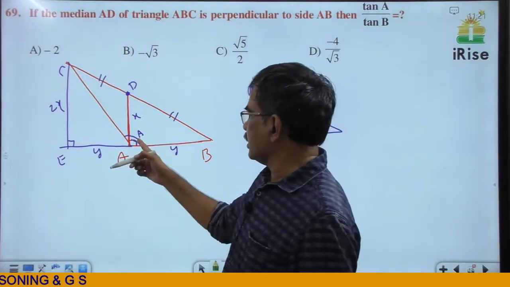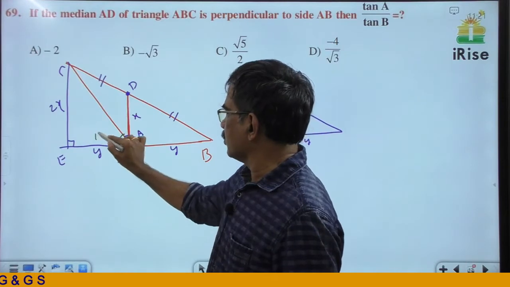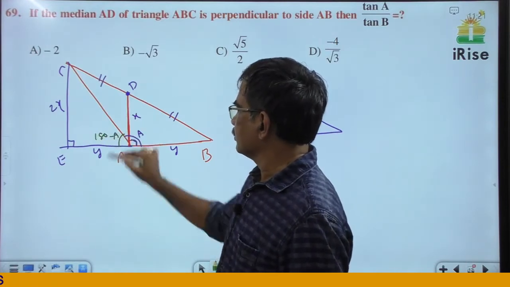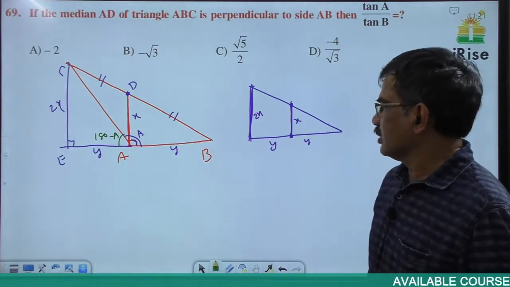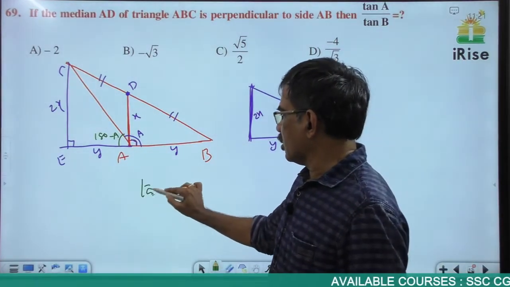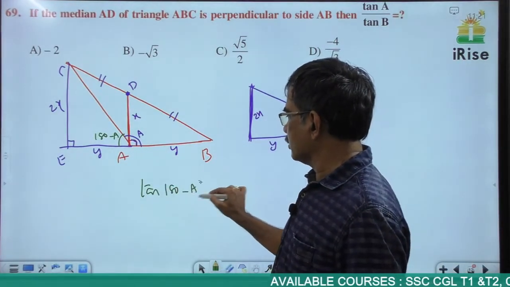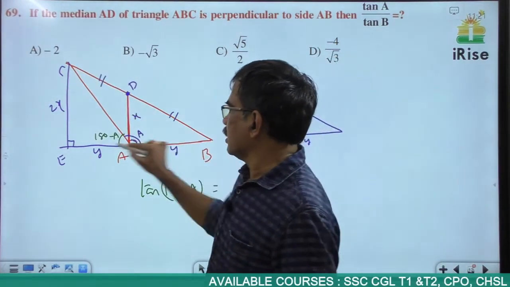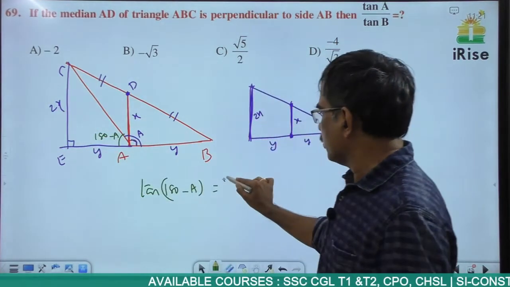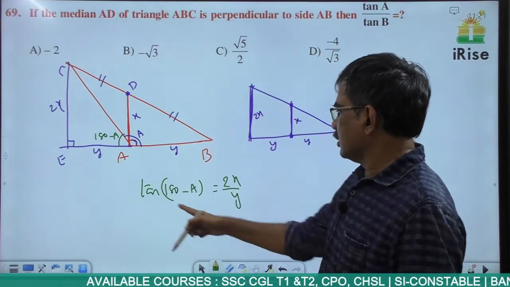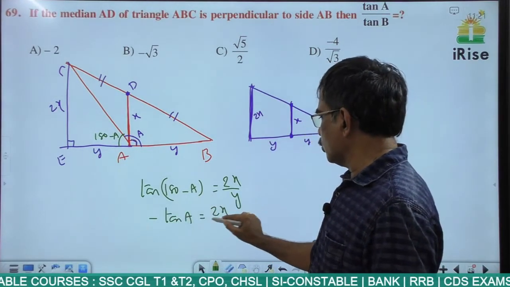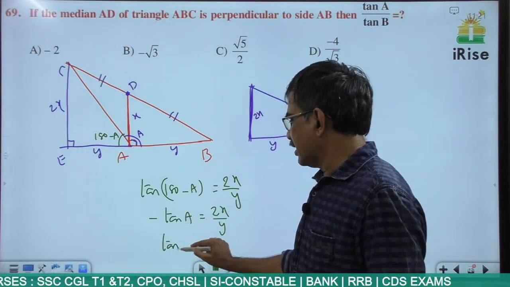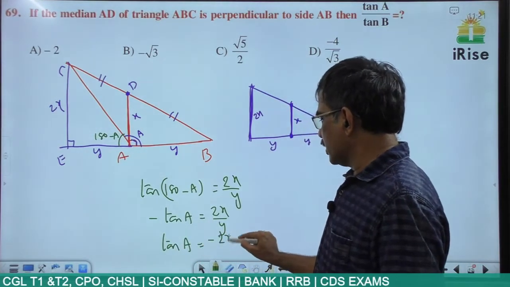And this angle is A, therefore this angle is nothing but 180 minus A. Total is 180. Okay, then what is tan of 180 minus A? In this triangle, tan 180 minus A is equal to 2x by y. Tan 180 minus A is nothing but minus tan A, which is equal to 2x by y. So tan A is equal to minus 2x by y.